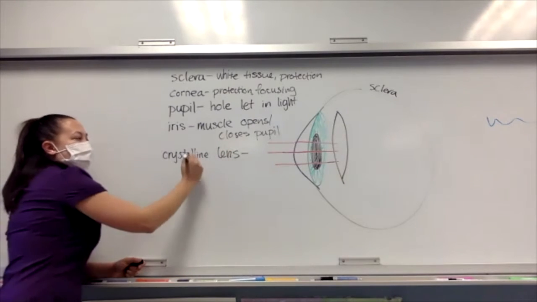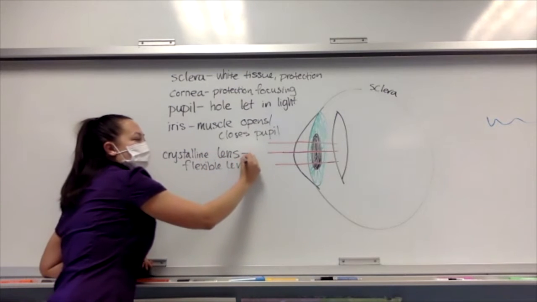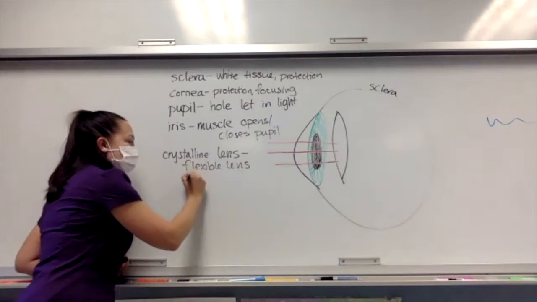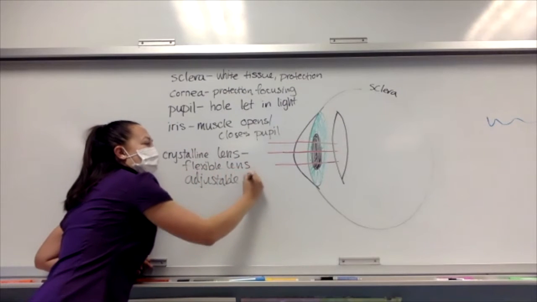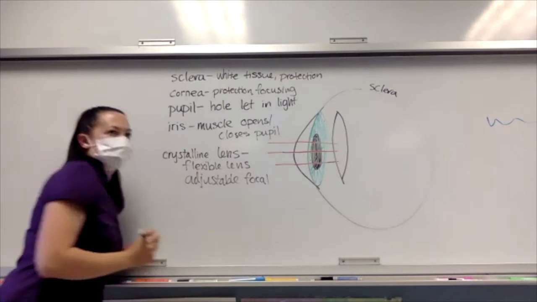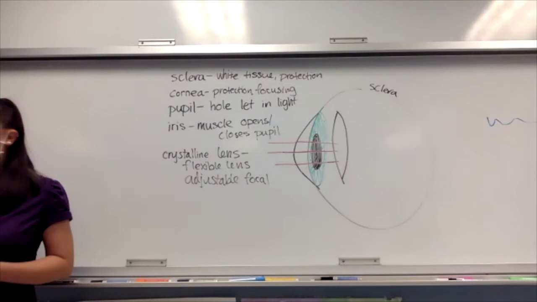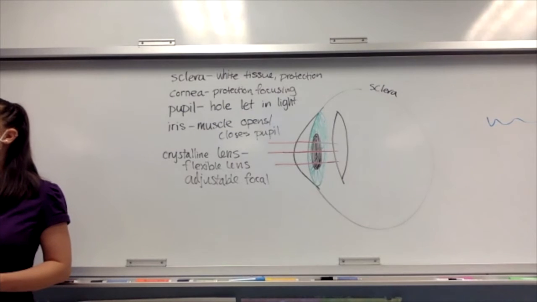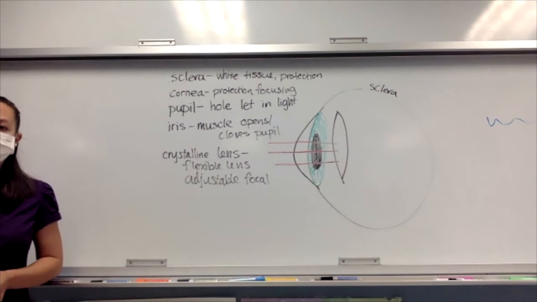The crystalline lens is a flexible lens on the inner part of the eye. And because it's flexible, it has an adjustable focal length. Now, when you guys the other day were making a projector, you were moving your lens in and out in order to make the images come into focus, right? So your eye needs to do that too.